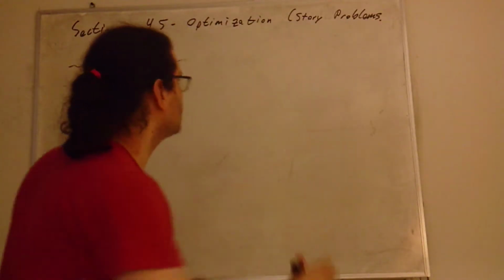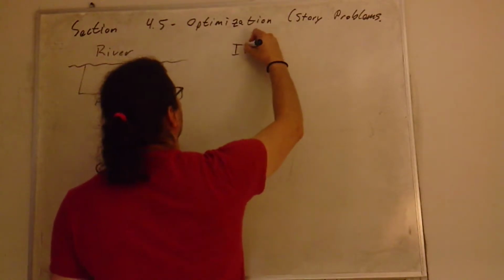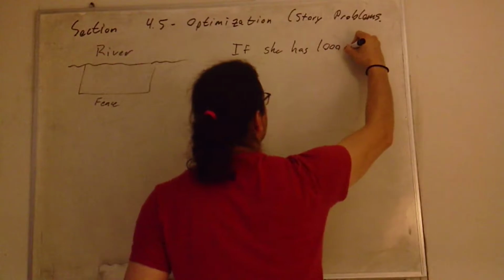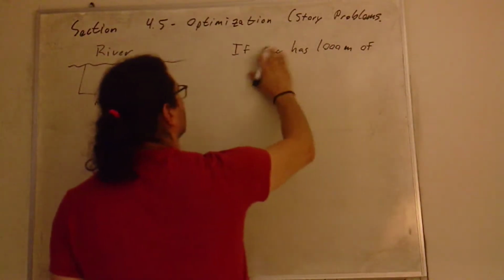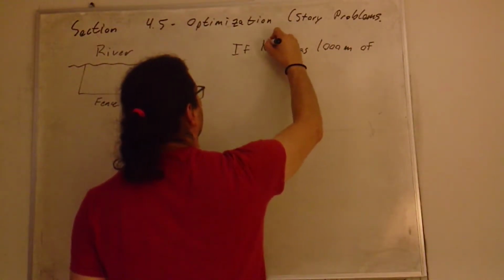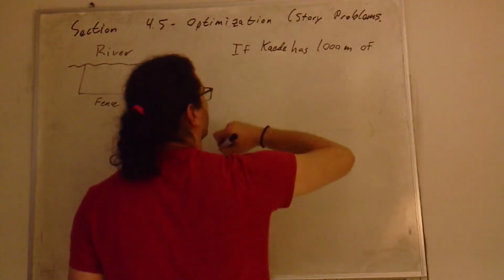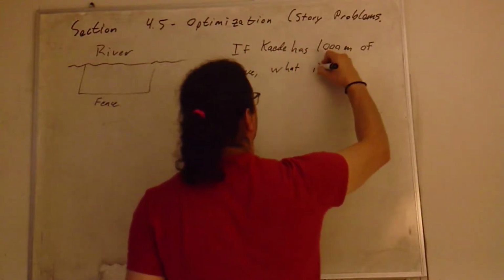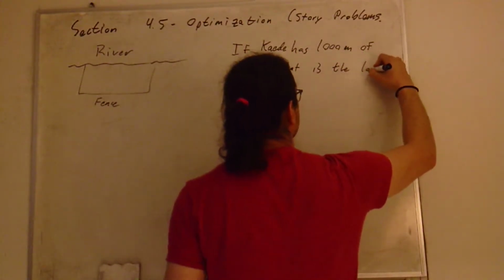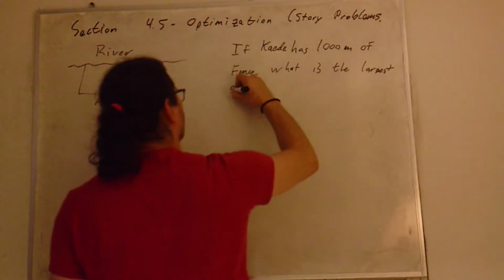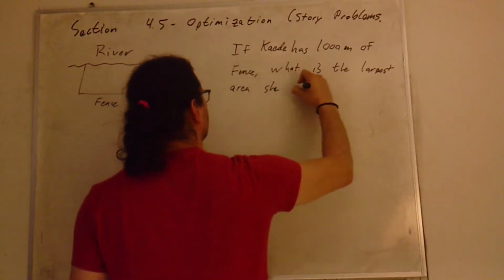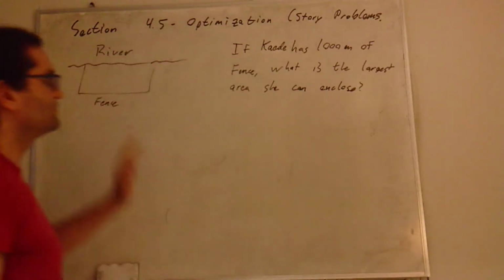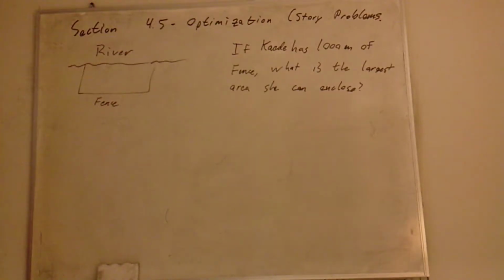And the question is, if Kaide has 1,000 meters of fence, what is the largest area she can enclose? This is the story problem.